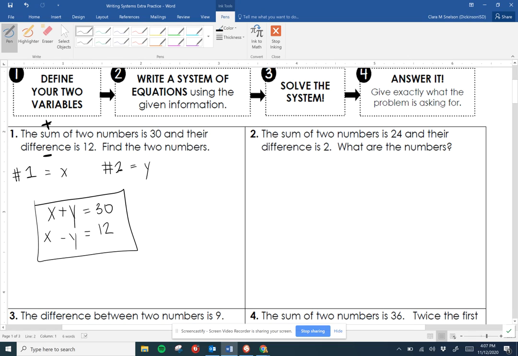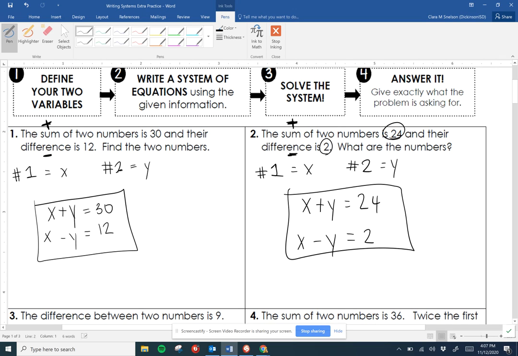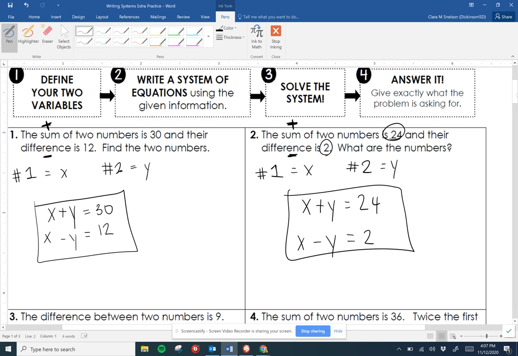Okay, let's look at this one. It says the sum of two numbers is 24 and their difference is 2. So that means their sum is 24. The difference is 2. So let's again say our first number is going to equal X, our second number is going to equal Y. So X plus Y, the sum of those two, is 24, and then X minus Y is 2. So you can solve those again by graphing if you're interested. We don't need to do that right now. We're just practicing writing our two equations.